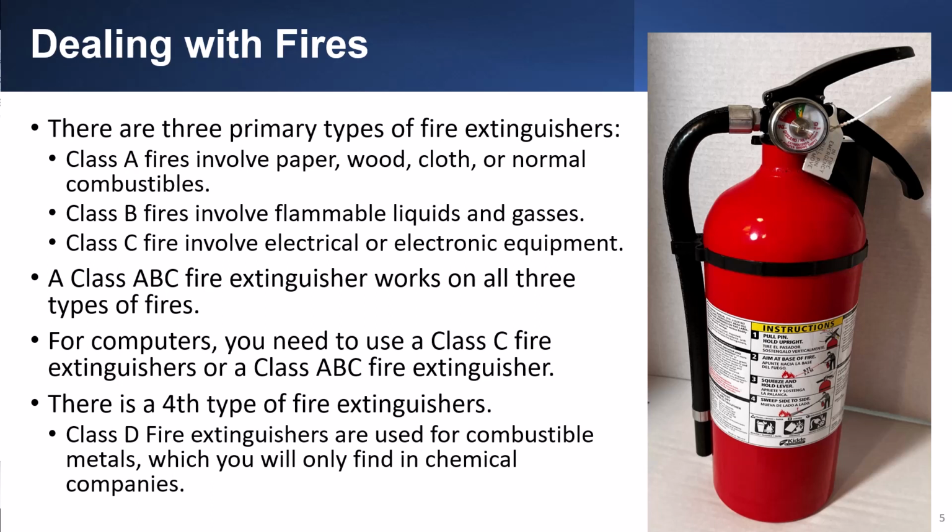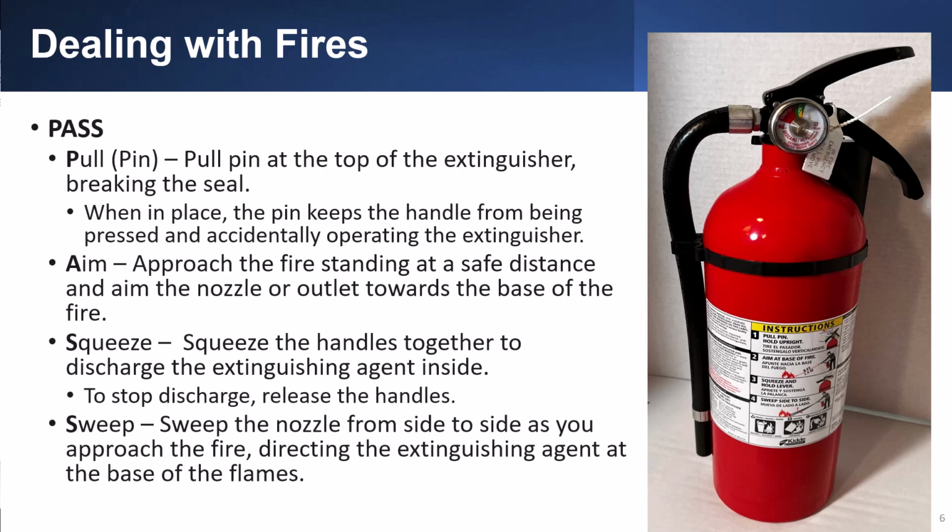There is a fourth type of fire extinguisher. Class D fire extinguishers are used for combustible metals, which will only be found in chemical companies. To put a fire out with a fire extinguisher, you would use the PASS acronym: Pull, Aim, Squeeze, Sweep. Pull the pin at the top of the extinguisher, breaking the seal.